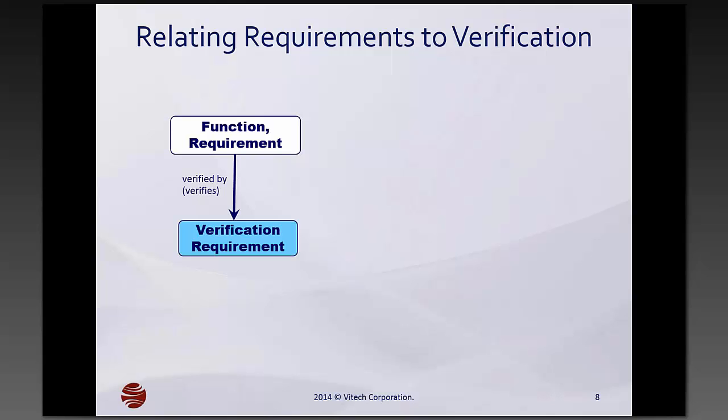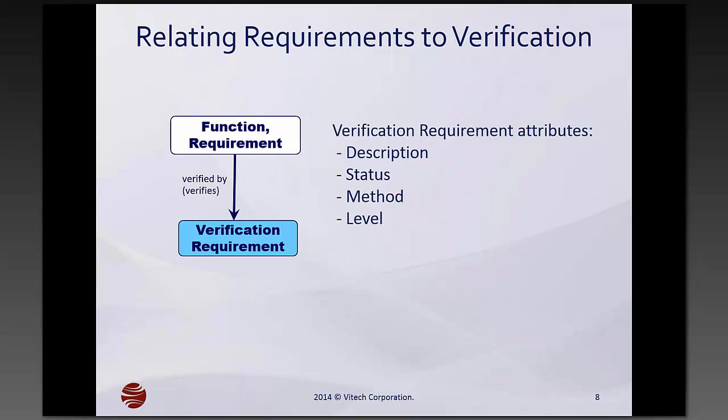Now this verification requirement in CORE has a couple of key attributes. We have a description, and I'll talk about what we put in that description. Basically, in the description block, we're going to put all that information about the objective and the environment and the special conditions and the success criteria. We have a status, we have a method, and we have a level. That method, that attribute called method, is where we look at demonstration, analysis, inspection, and test.